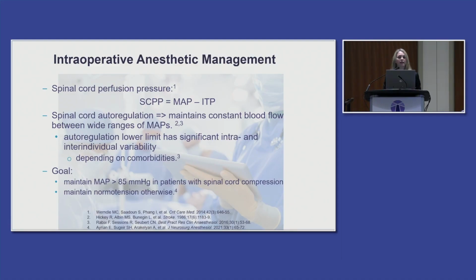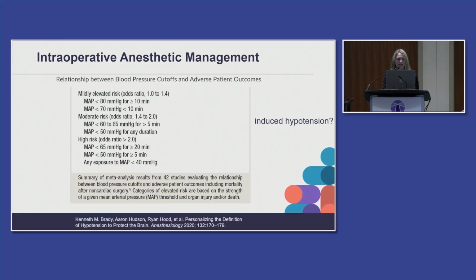In general, a good goal is to maintain MAP greater than 55 in patients with spinal cord compression. That comes from spinal cord injury literature, and then otherwise to maintain normotension in our patients. If you've been doing this a while, you may remember the days of induced hypotension for major spine surgery. That is kind of a thing of the past.